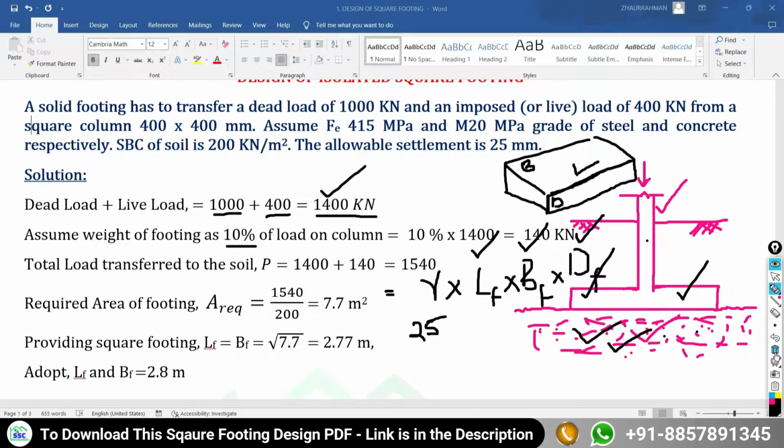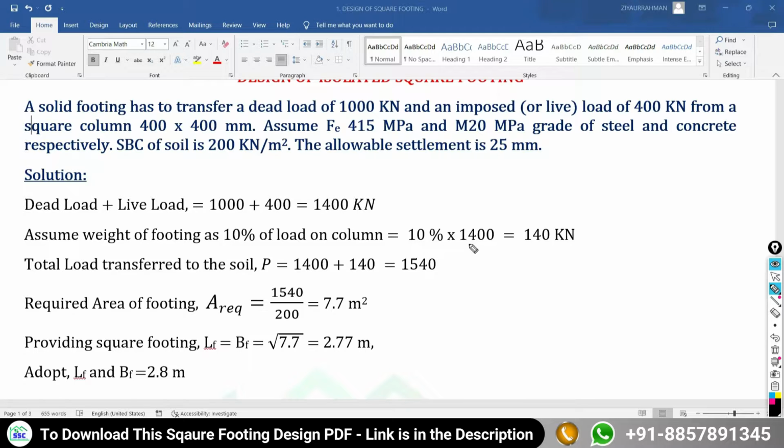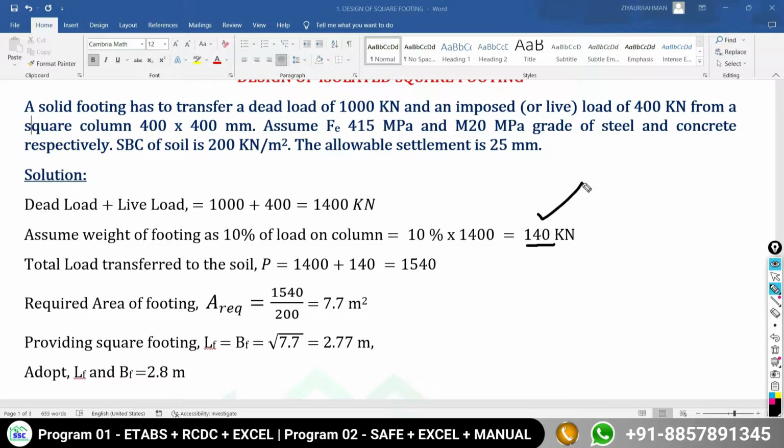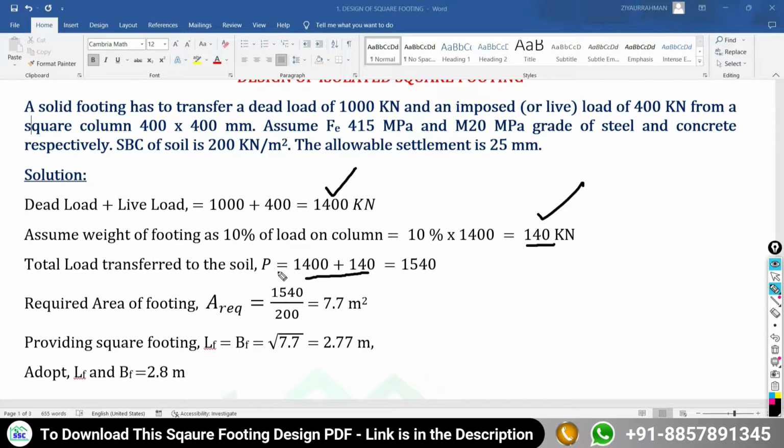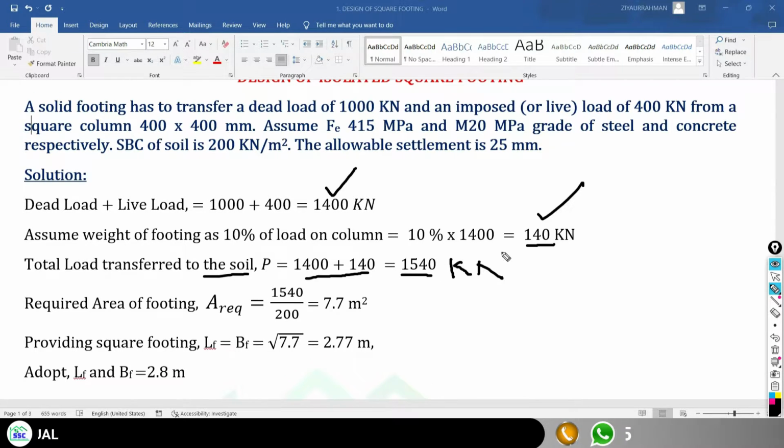So the total load: 10% of this 1400 becomes 140 kN. That is the self weight of the footing we are considering. Now this is the load coming from the column. The load coming from the column plus the self weight of the footing combined will give the final load that is going to be transferred to your soil mass, as 1540 kN.